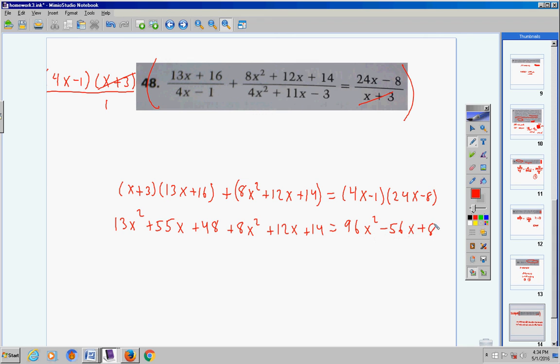So right away I see I have a quadratic equation. How do I know that? Because my highest power is a 2. So I know I want to get one side equal to 0, okay? First of all, let's simplify. I've got a 13x squared and an 8x squared. Combine those, 21x squared, 55x and 12x, that's 67x. And then positive 48, positive 14, positive 62 equals, and then we'll bring this down right here.